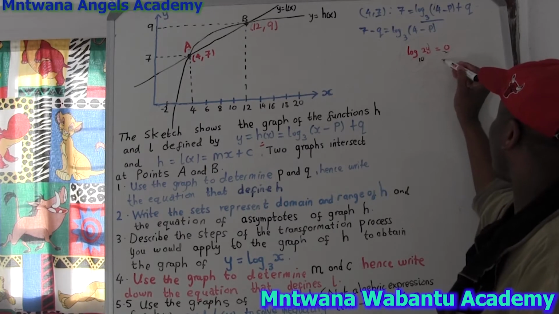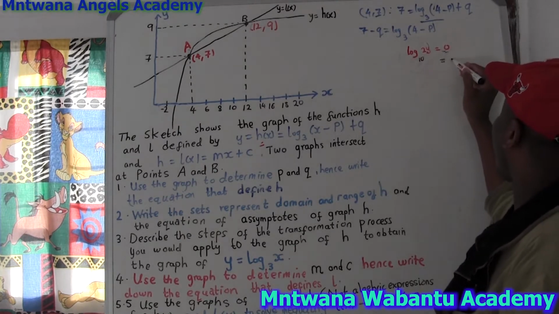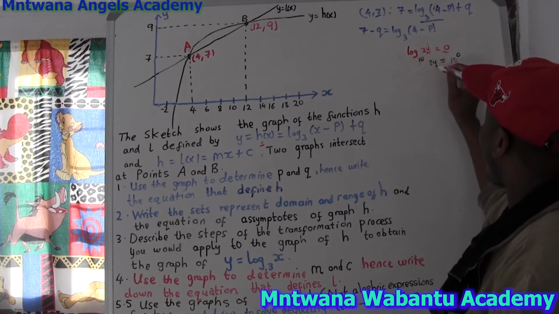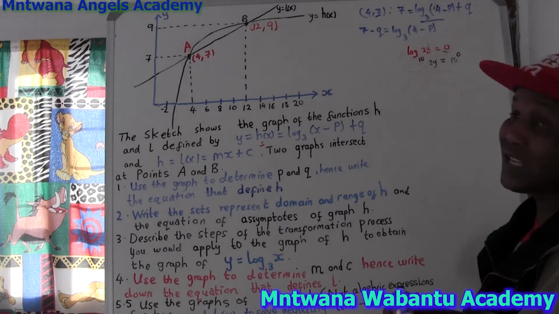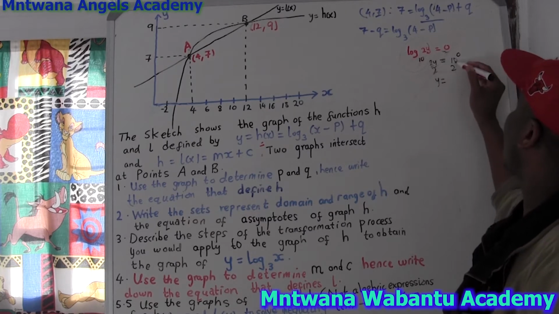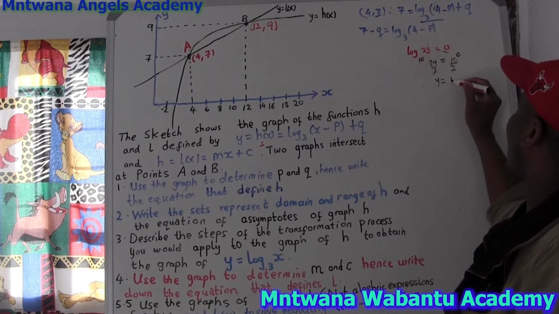Now you push this number to this side. So it's going to be equal: this 10 is going to come here and go up as a power, and then here we write 2y. The log disappears. That's how the exponential rule works. Divide by 2, divide by 2. This and this cancel, so y equals 1 over 2.